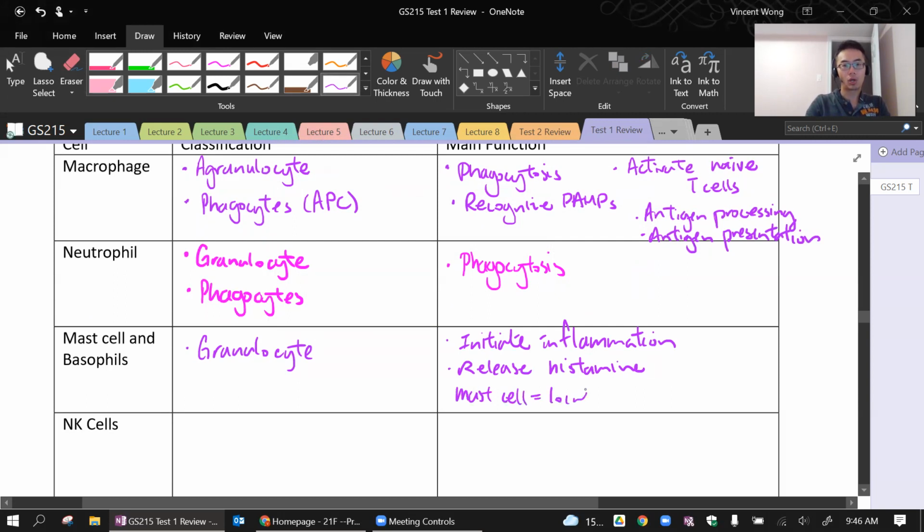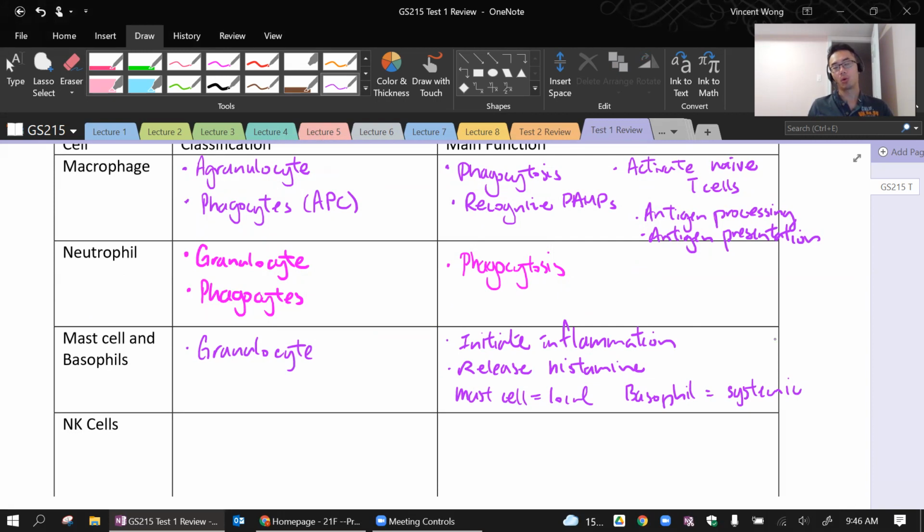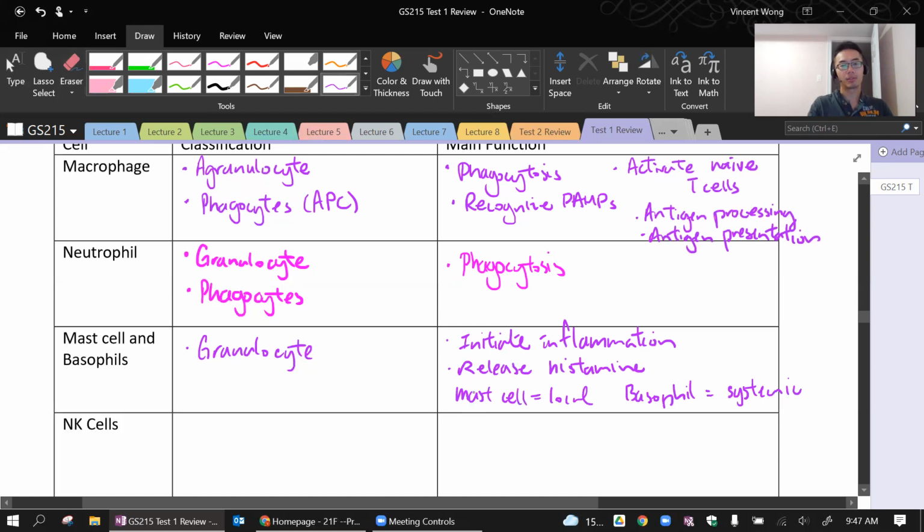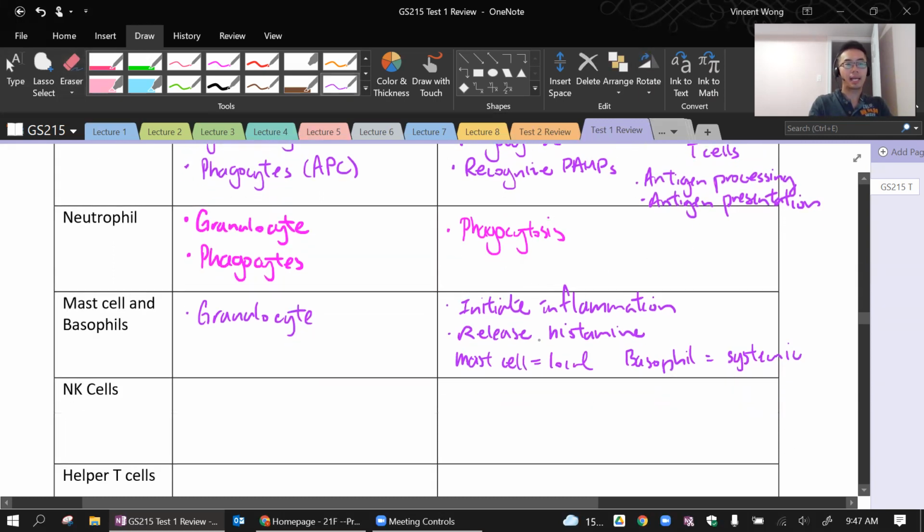Mast cell is local. Basophils, they are more systemic. So if you have like an allergic reaction, that's basophil. Local, like if you have hives, right? Those bumpy things that sometimes come up on kids, like here and there, that's mast cell, localized. Okay, so allergic reactions and inflammation.